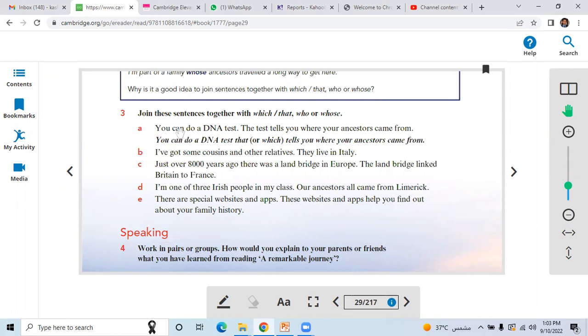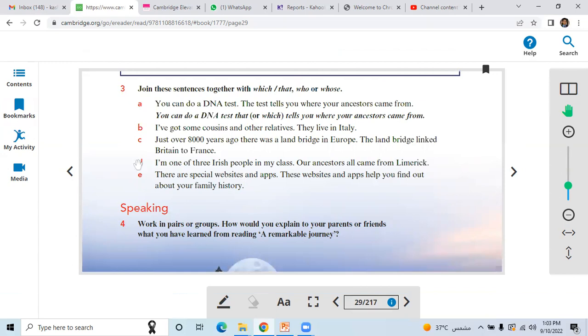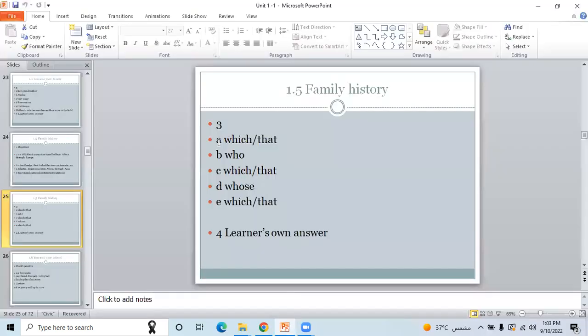Here, see question number 3, join these sentences together with which, that, who, and whose. So number 1 is already given as an example. You can do a DNA test. The test tells you where your ancestors came from. You can do a DNA test that or which tells you where your ancestors came from. All right, now see B, C, D, and E, how we are going to complete it. Right? B, who, C, which and that, D, whose, and E, which or that.